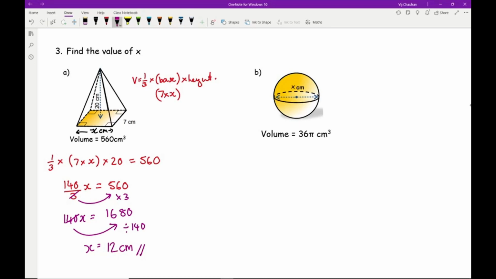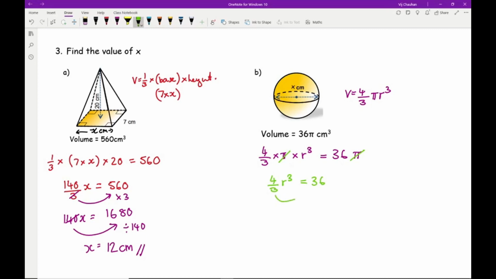Moving on to b, again the formula for the volume of a sphere is 4/3 pi r cubed. So here I'm just going to substitute the numbers in. So here I've got 4/3 times pi times r cubed, and that's equal to 36 pi. Now when you've got things in terms of pi, you can see that both sides have got a pi, so I can actually cancel those off from each other, and what I'm left with is 4/3 r cubed equals 36.